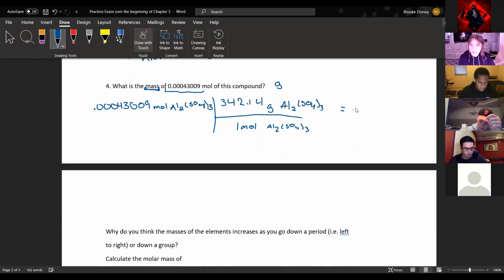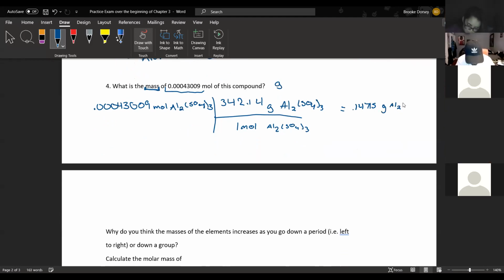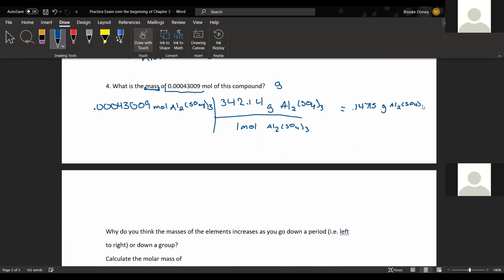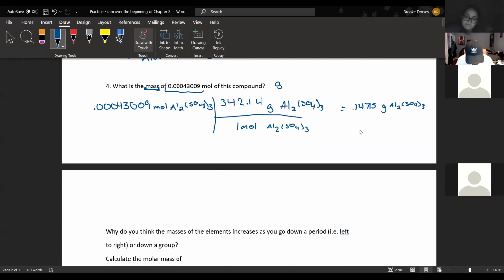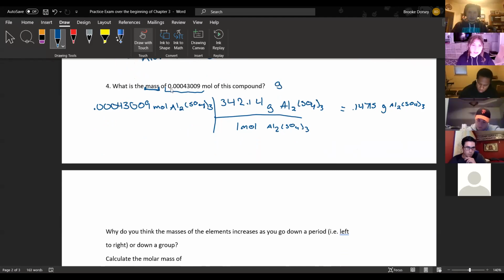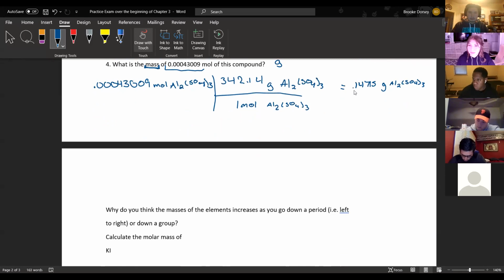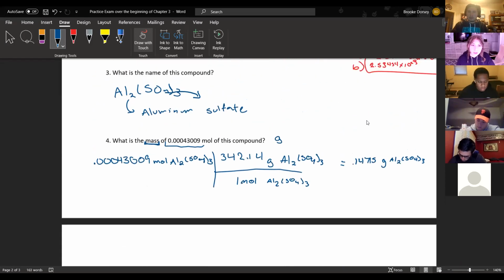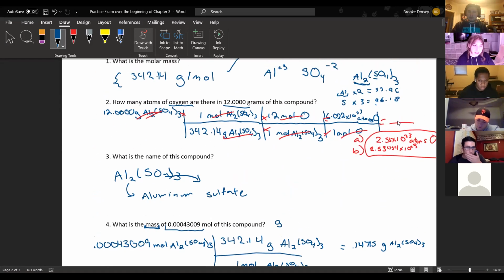0.14715 grams. I mean, it goes on, and we could use the amount of sig figs, I guess. What did you say? 0.14715. Yeah, and that's grams of aluminum sulfate. Again, if you saw the answer choices were all different depending on the sig figs, then you would calculate it, but sometimes, because there's a lot of sig figs in here. But yeah, good. Everyone understand this question, all of its parts?